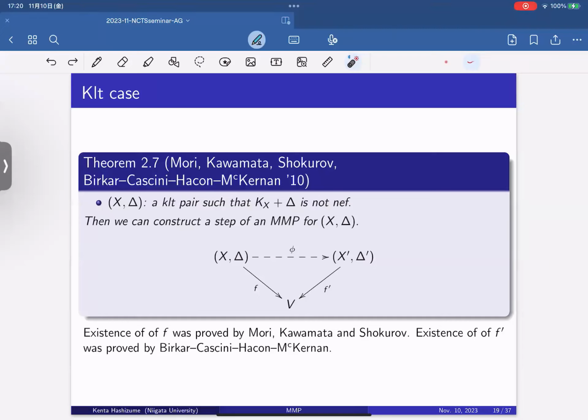To construct F, we need the special theorem called the cone and contraction theorem. The cone theorem was proved by Mori, and the contraction theorem is a direct consequence of the Kawamata-Shokurov base point free theorem. And the existence of F prime was proved by Birkar, Cascini, Hacon, and McKernan about 10 years ago.